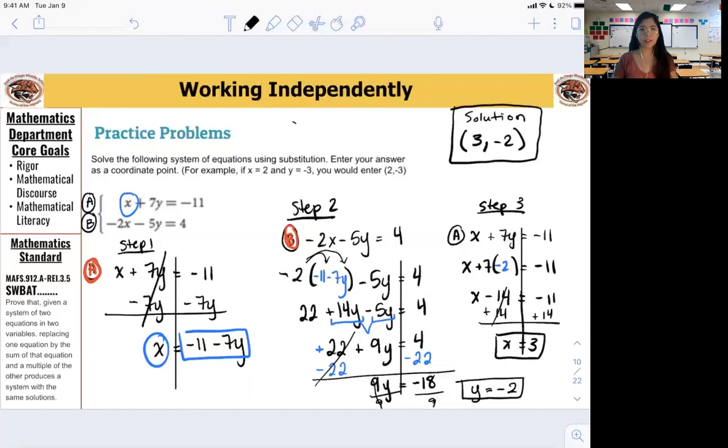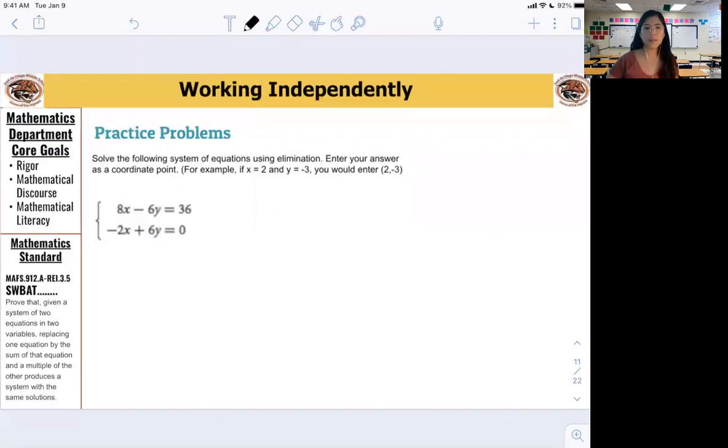All right, elimination. Now, how do you identify when you have a problem that will be very good for elimination? When the variables have coefficients in front of them. Good. Every variable has a coefficient: 8x, -6y, -2x, +6y. Everything has a number in front of it. That's how you know it's a good idea to use elimination.